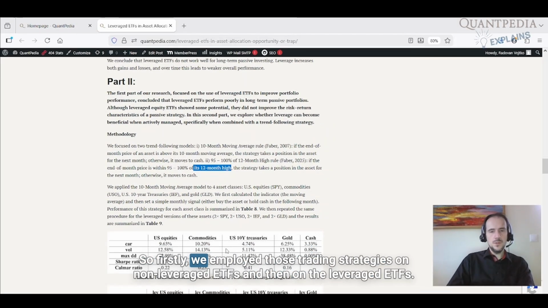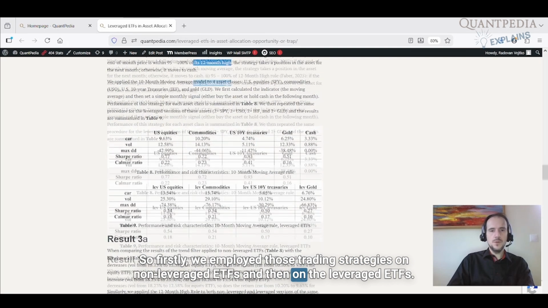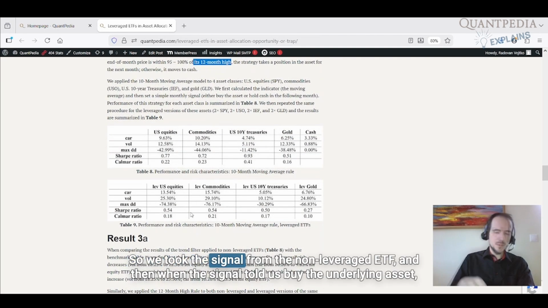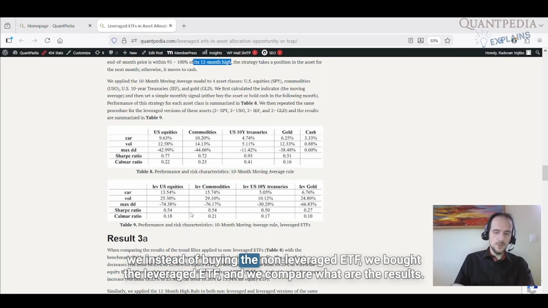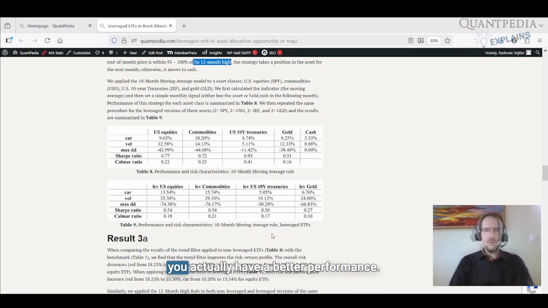So firstly, we employed those trading strategies on non-leveraged ETFs and then on the leveraged ETFs. But how? We took the signal from the non-leveraged ETF, and when the signal told us to buy the underlying asset, instead of buying the non-leveraged ETF, we bought the leveraged ETF, and we compared what the results are.